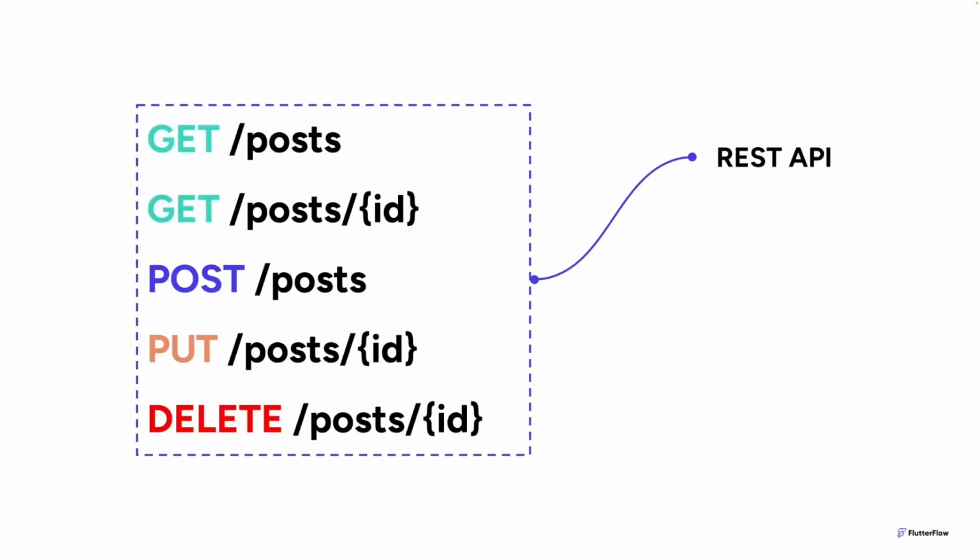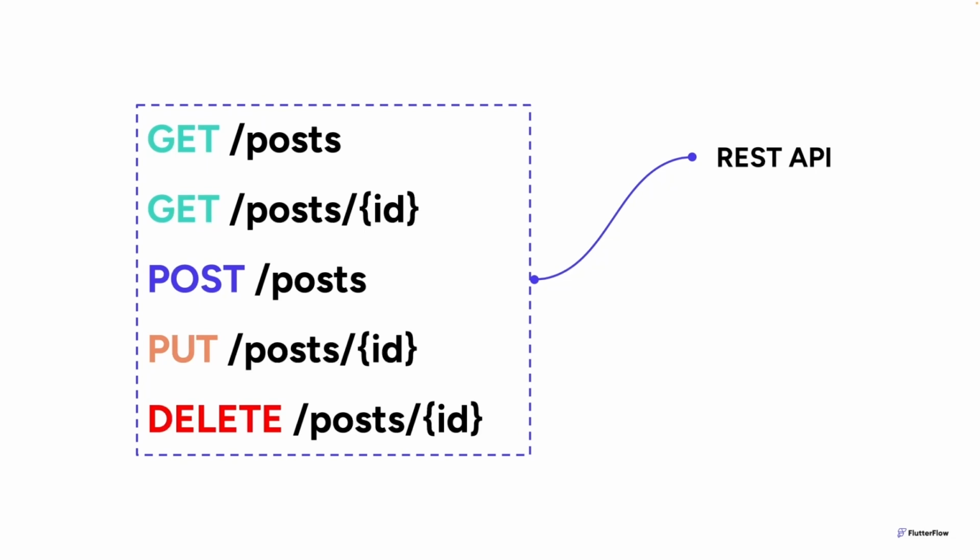Let's see what we have seen quickly. We started with get. So that means retrieves a list. For example, get post retrieves a list of posts. Get post with a specific ID retrieves the details of a specific post by its ID.